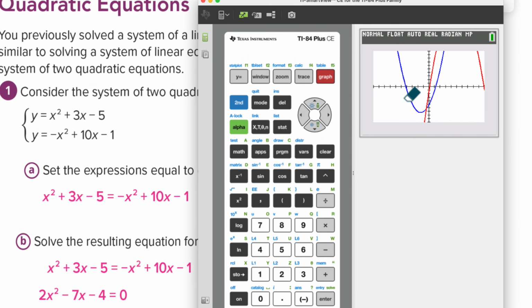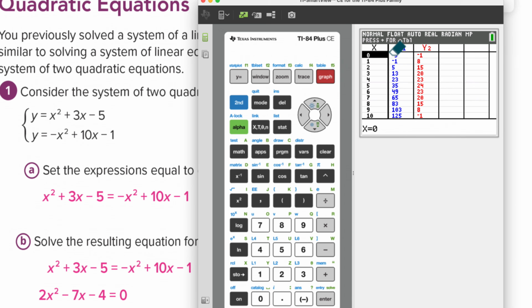And to do that, I always recommend, find out where your two functions are. Like, how high up does this red thing go here? I don't know. So we go to the table. Hit second and then table. And when you do that, you can see each of the functions. We have the first equation and the second equation. And I can just scroll through these numbers.